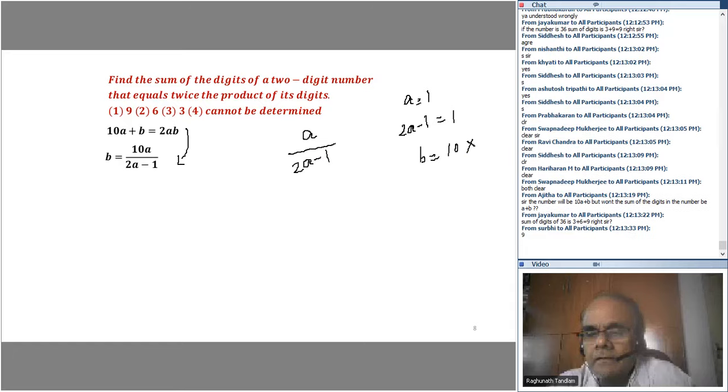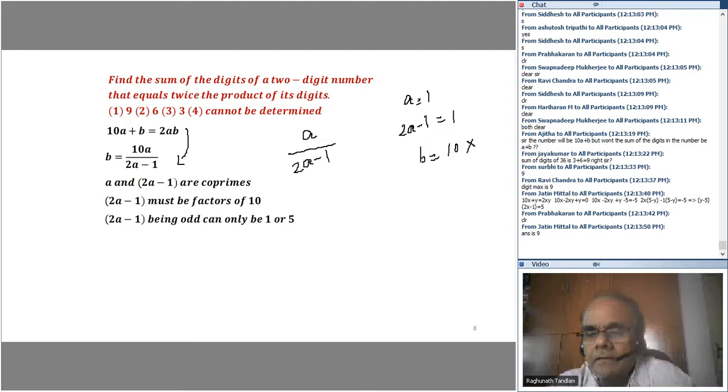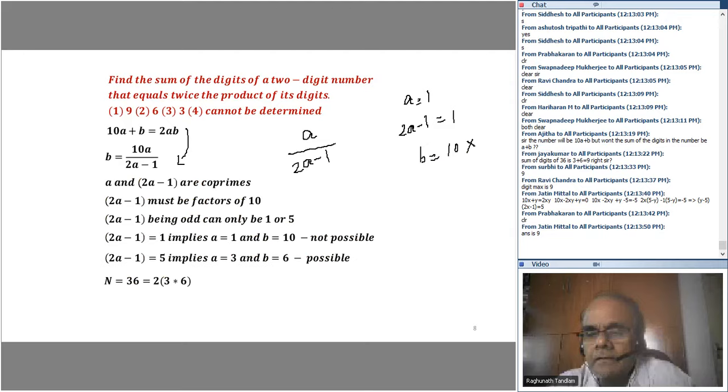2a minus 1 should be a factor of 10. 2a minus 1 being odd can only be 1 or 5. N is 36. Are we clear?